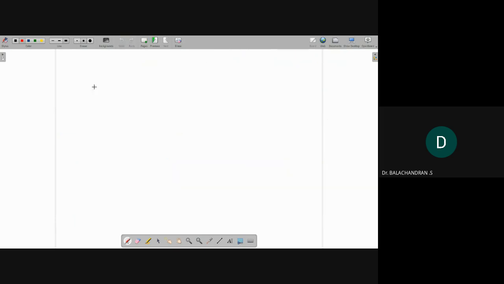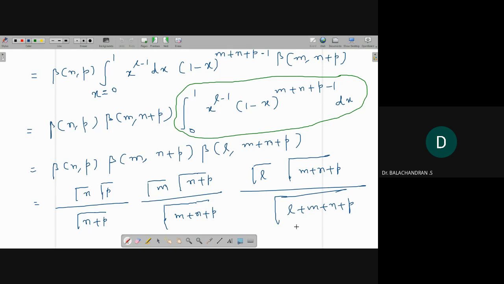You can write in order: the result is equal to gamma of l, gamma of m, gamma of n, gamma of p divided by gamma of l plus m plus n plus p.